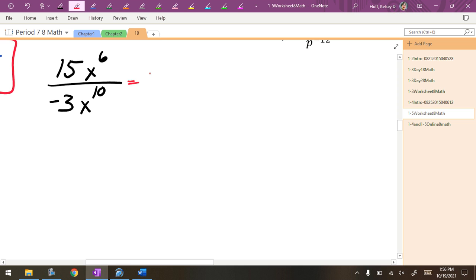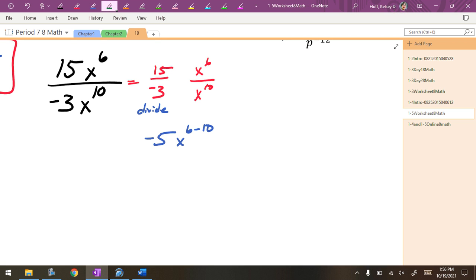Okay, before we do that, you are correct. We are actually going to divide those. Let's separate them into two separate fractions here. 15 and negative 3 get their own fraction, and x to the 6th and x to the 10th. Because 15 and negative 3 are our coefficients, Nolan is right. We're actually going to divide those. What is 15 divided by negative 3? Negative 5. Now, to divide with powers, I keep my base. What's my base? X. What do I do to my exponents? Subtract 6 minus 10. So I end up with negative 5x to the negative 4th.